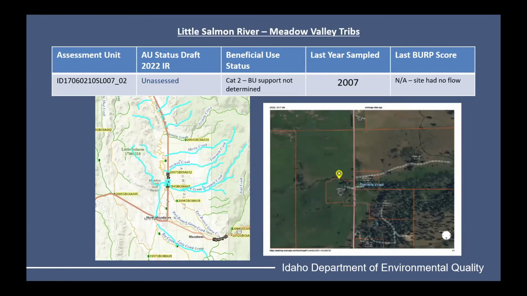All right, so this is one that we would love some help or some input on. These are the Little Salmon River Meadow Valley tributaries. So again, this assessment unit contains a lot of first and second order streams that have all been grouped together. In the map on the left, you can see those different stream segments that are included in the assessment unit. And you can see a lot of these fall within that flat valley bottom. So a lot of that is going to be private. I would really like to sample this stream down in the valley.